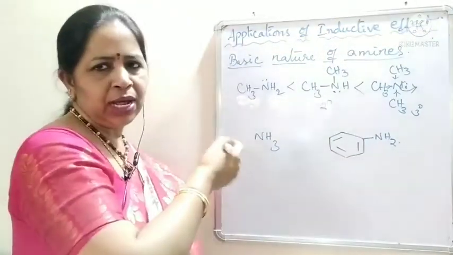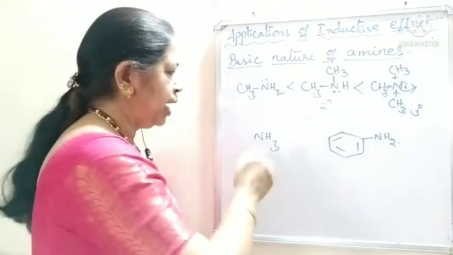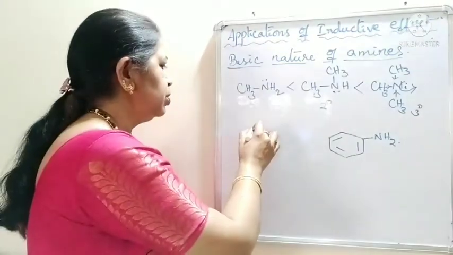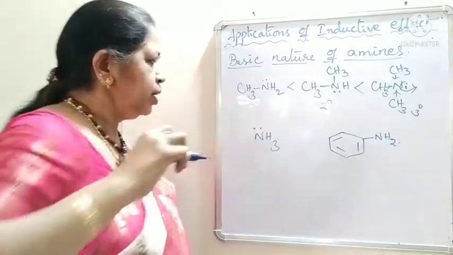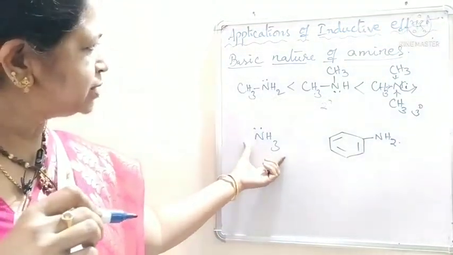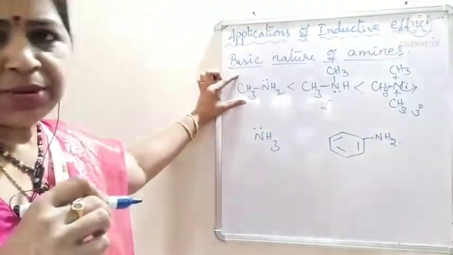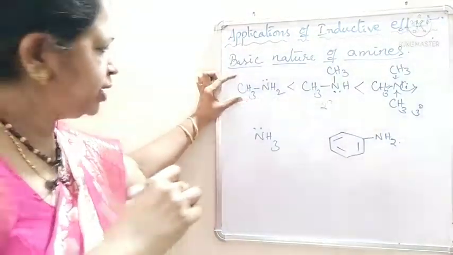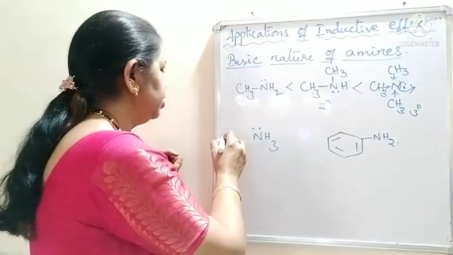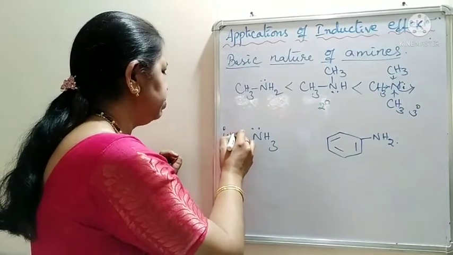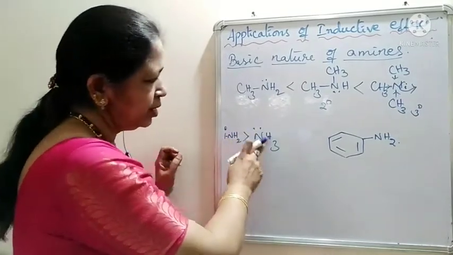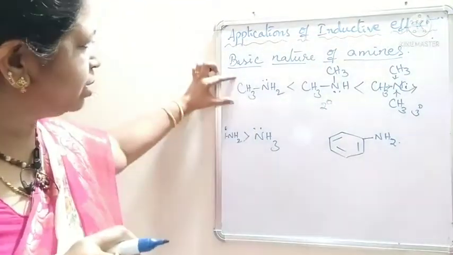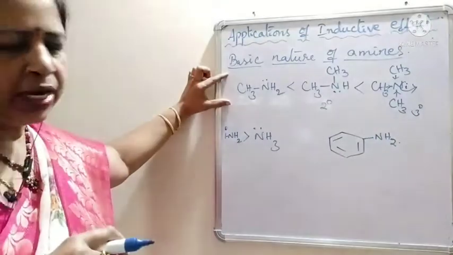Ammonia has no alkyl groups. No alkyl groups. So, this ammonia is less basic than even primary amine. Ammonia is less basic than primary amine. Primary amine is more basic than ammonia. That means ammonia comes here, before the primary amine.